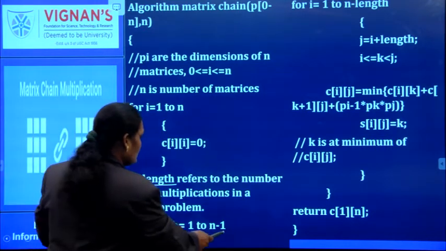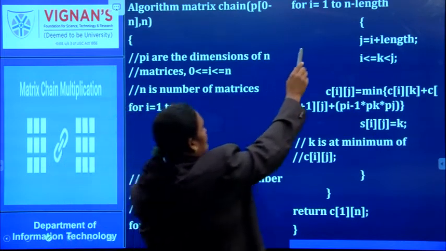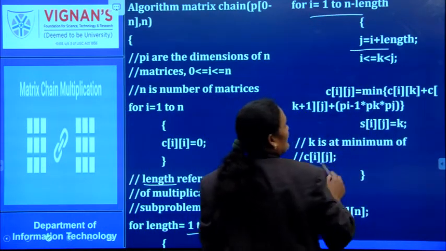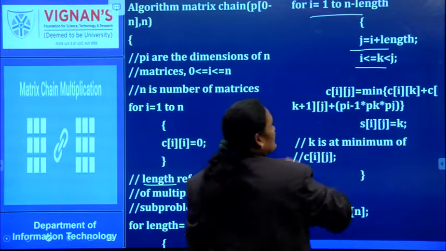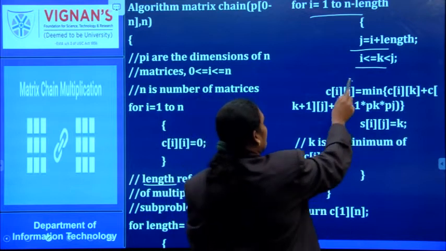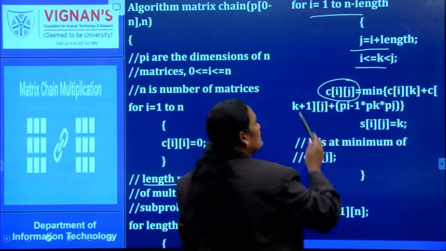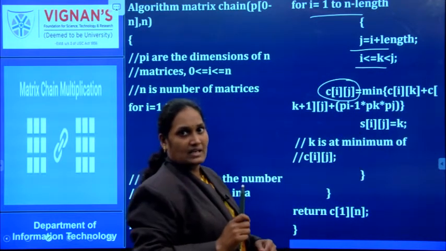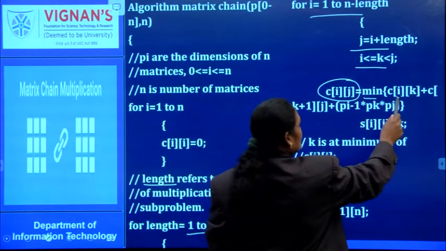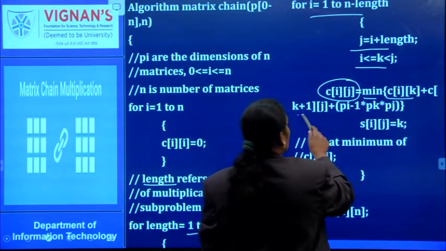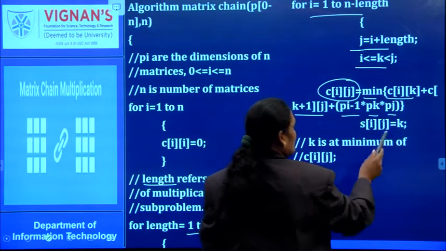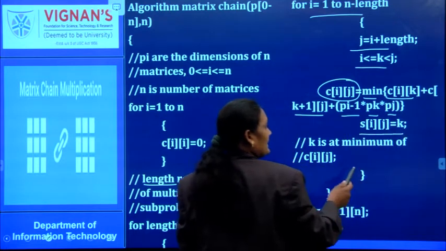For length is equal to 1 to n minus 1, and for i is equal to 1 to n minus length, we are taking j is equal to i plus length, and i less than or equal to k less than j. Here we are finding the cost of multiplying those matrices, which is nothing but the minimum of C[i][k] plus C[k+1][j] plus P(i-1) into P(k) into P(j). Here S[i][j] is equal to k.